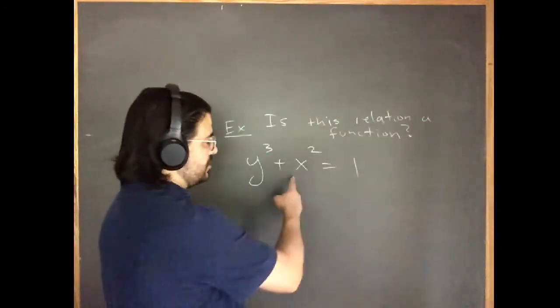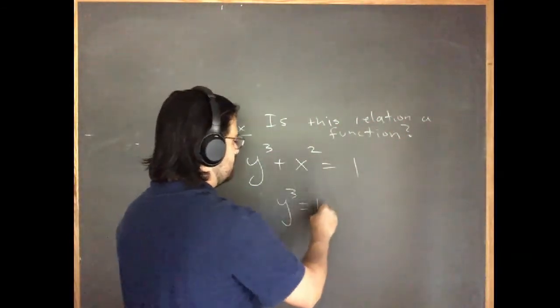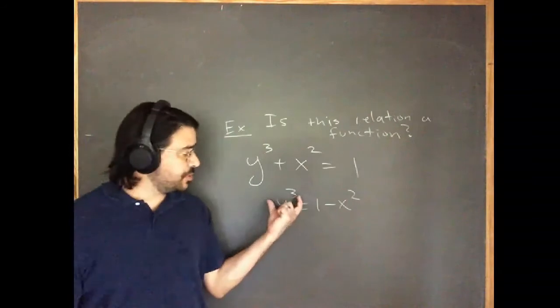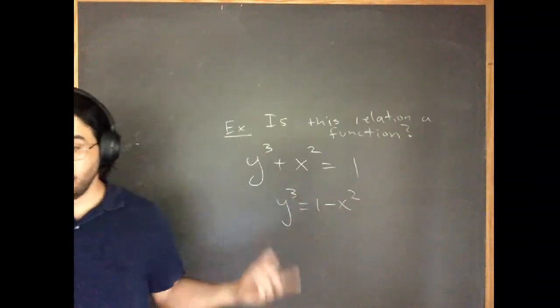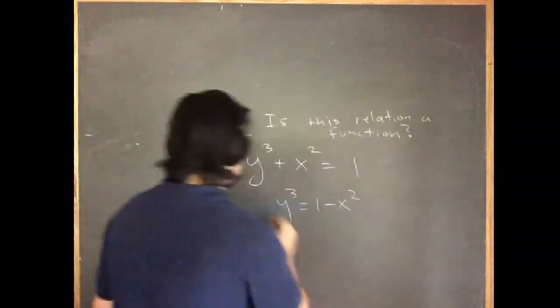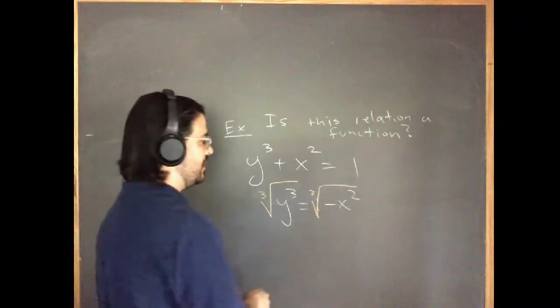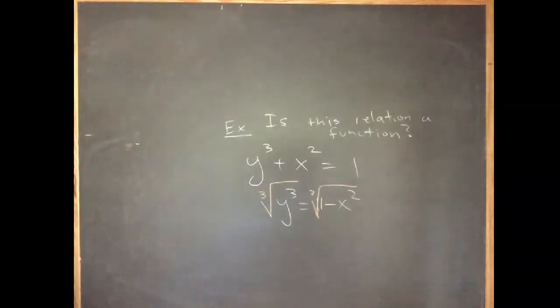And you do that by solving for y. So you'll subtract x squared from both sides, and we get y cubed is equal to 1 minus x squared. Then we want to undo that cube. So what do we need to do to both sides to undo the cube? We want to raise it to the reciprocal of this power, which is 1/3, and that's also the same thing as taking the cube root. So we'll take the cube root of this side, and the cube root of 1 minus x squared on this side. So we're taking the cube root of both sides.